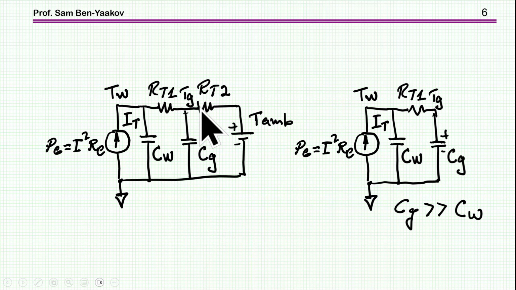We can simplify this equivalent circuit by dropping the last unit, because the heat capacitance of the glass is very large, much larger than the wire, of course, and also the thermal resistance is much larger. So during the operation of the fuse, which would be for a short time, we can consider this to be of a constant voltage.